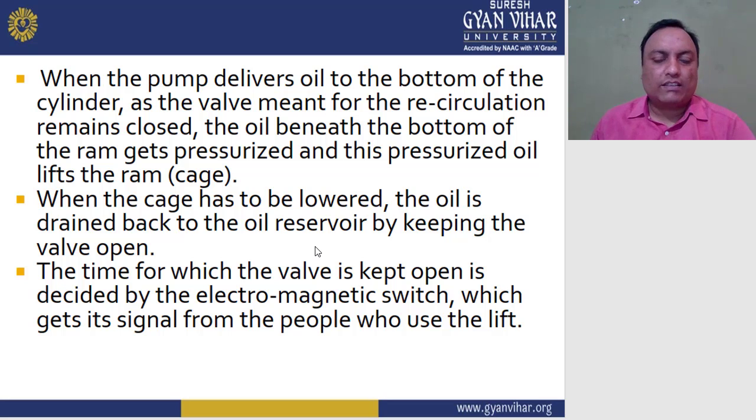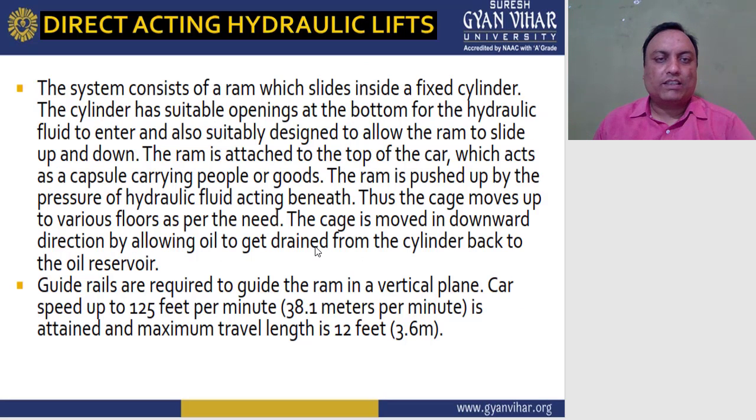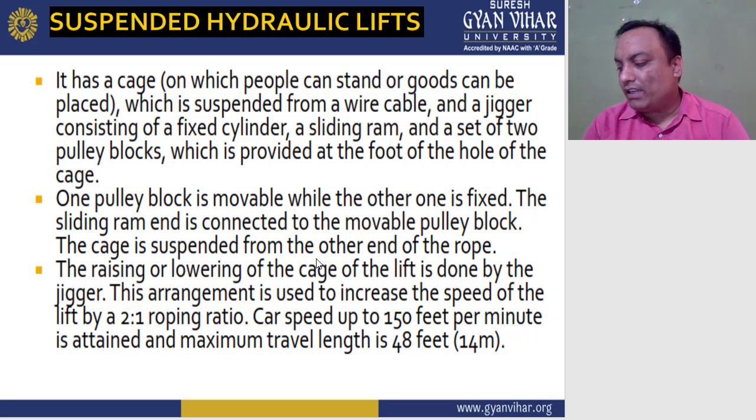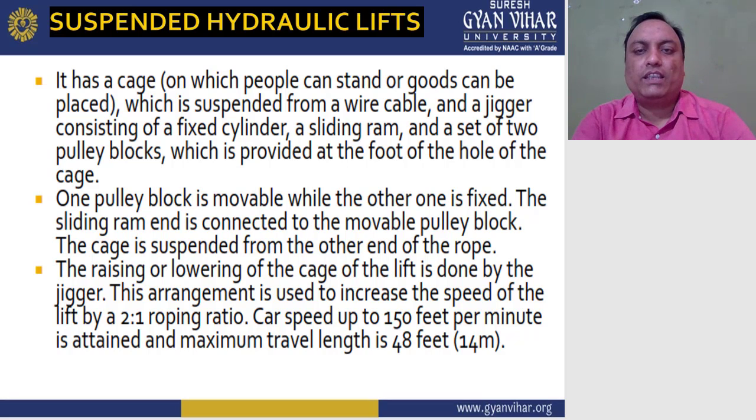In this case, the cage type of lift means a direct acting hydraulic lift. It has a cage on which people can stand. A cage is a device where people can stand over it, right? So the cage is a device which holds the goods and persons, and which is suspended from a wire cable or some jigger consisting of a fixed cylinder, a sliding ram, and sometimes a set of two pulley blocks.